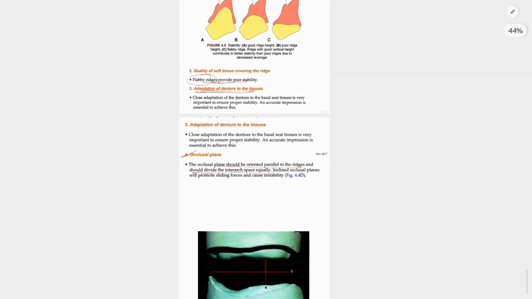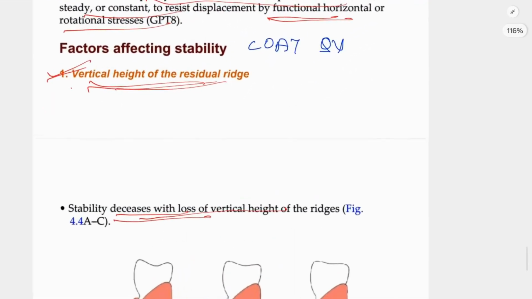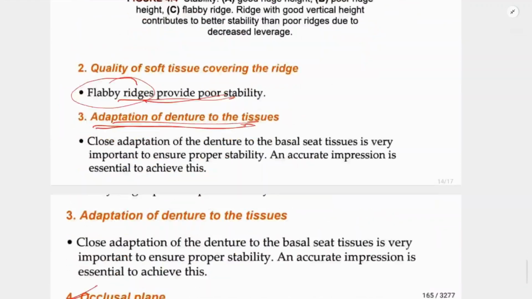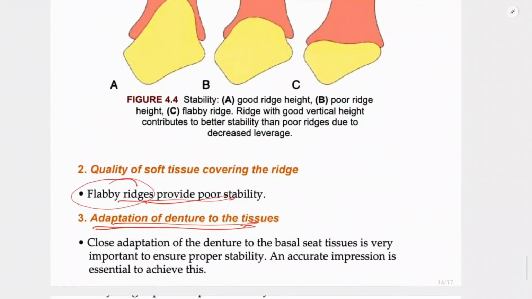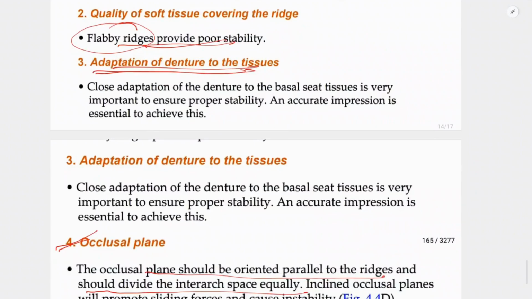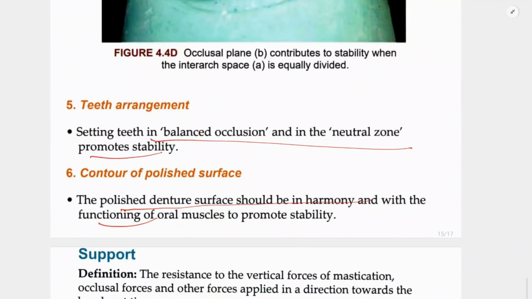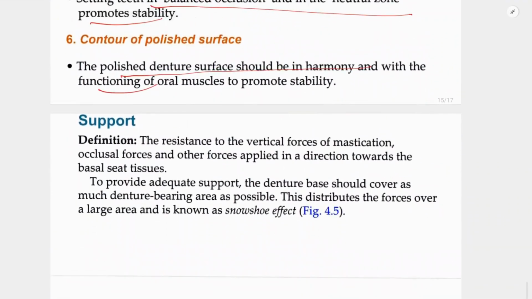So in stability, one is the vertical height that you have to remember. Then comes the quality of the soft tissues, adaptation of the denture to the soft tissues, occlusal plane, teeth arrangement and contour. So you can see that mainly all these topics are moving in and around the principles of impression making. Next is the support.